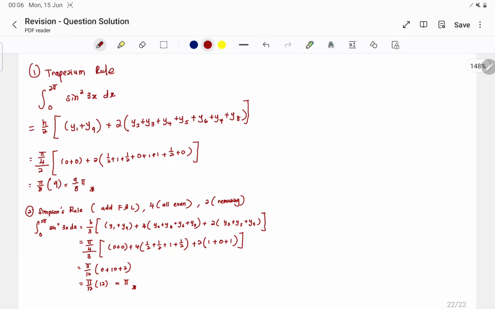So this is the difference between the trapezium rule and Simpson's rule. Alright, that's it for this question.